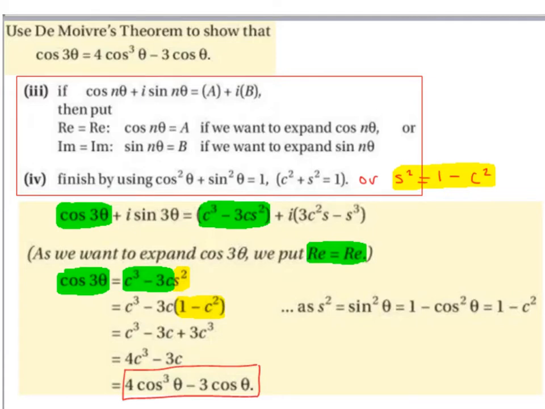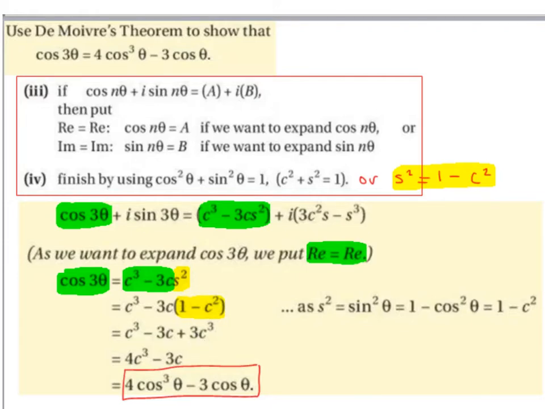So since we've stated here that s squared is equal to 1 minus c squared, we're going to swap this s squared for 1 minus c squared. Just make sure you've got brackets around it. So we still have the c cubed and the minus 3c. So we're going to bring down the c cubed, and then we're going to multiply in the minus 3c. So minus 3c times 1 is minus 3c, and minus 3c by minus c squared is plus 3c cubed.